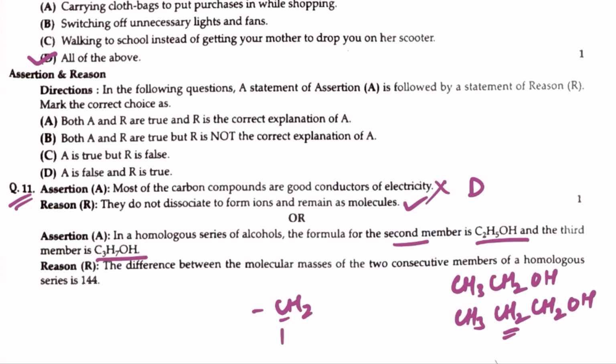The atomic weight of carbon is 12, the atomic weight of hydrogen is 1, number of atoms of hydrogen is 2. So the weight of the CH2 group will be 12 plus 2 into 1. 2 atoms of hydrogen, each atom of hydrogen weighing 1 gram per mole. So total weight of the CH2 group is 14. So here the assertion is correct, reason is wrong because weight is 14 not 144. So assertion true, reason false means option C. Correct option is option C.